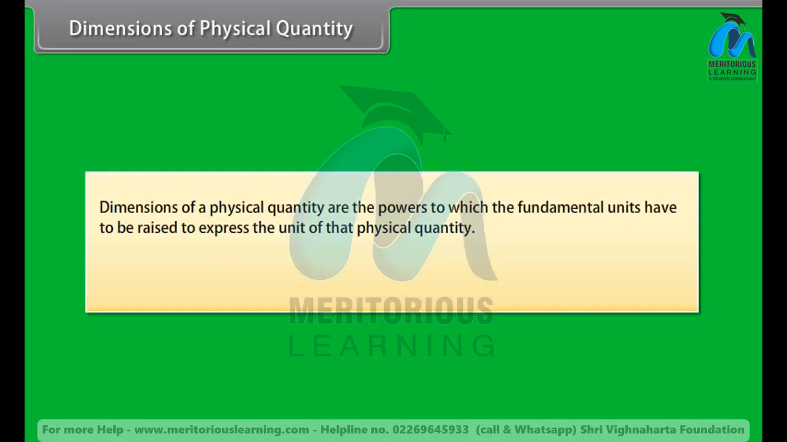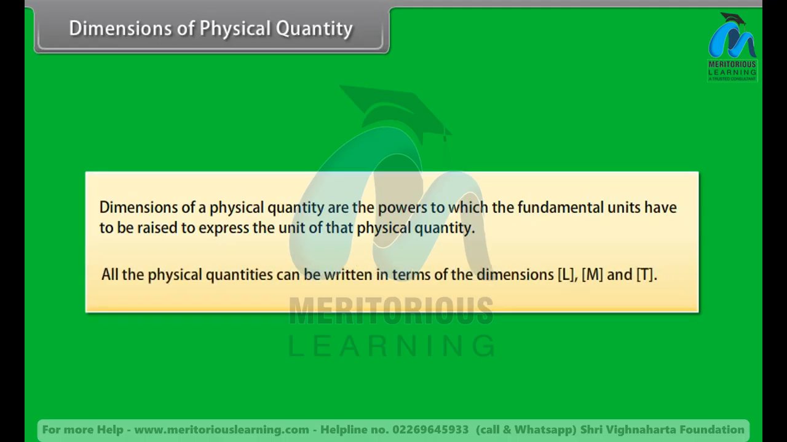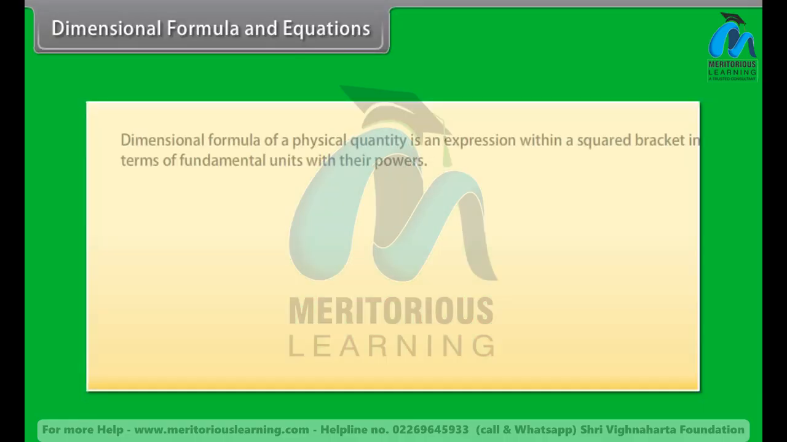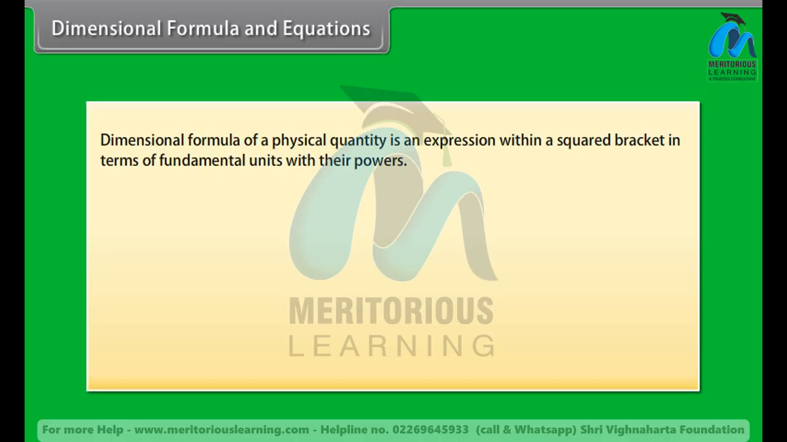Dimensions of physical quantity. Dimensions of a physical quantity are the powers to which the fundamental units have to be raised to express the unit of that physical quantity. All the physical quantities can be written in terms of the dimensions L, M, and T. Dimensional formula and equations. Dimensional formula of a physical quantity is an expression within a squared bracket in terms of fundamental units with their powers.